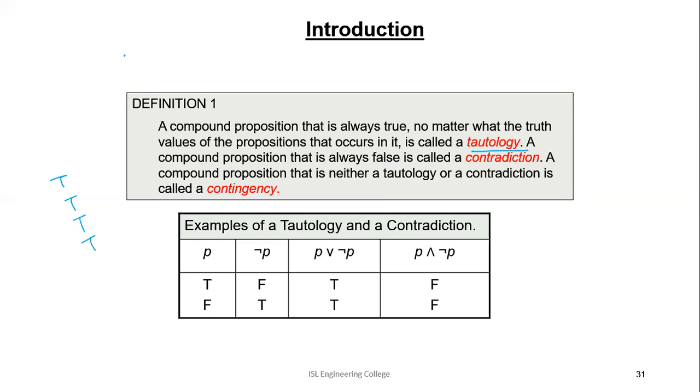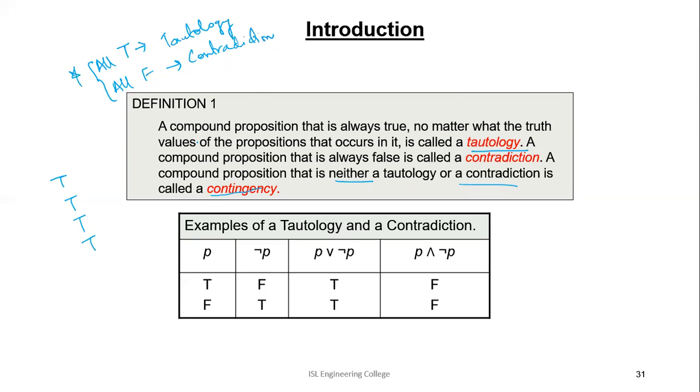So just let me write it over here simply. If all true, then it is a tautology. If all false, then it is a contradiction. And a proposition that is neither a tautology nor a contradiction is known as a contingency. Okay, so these two are important. Contingency is not usually used. So tautology and contradiction are all true and all false respectively.